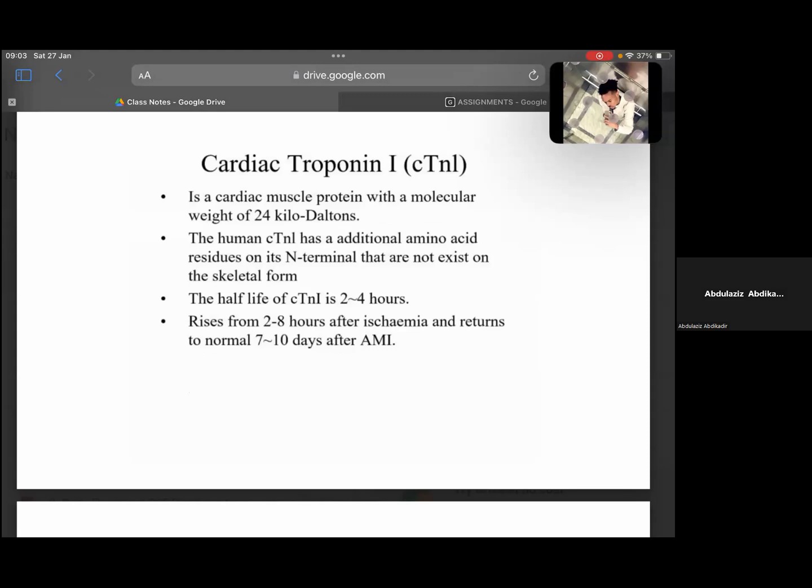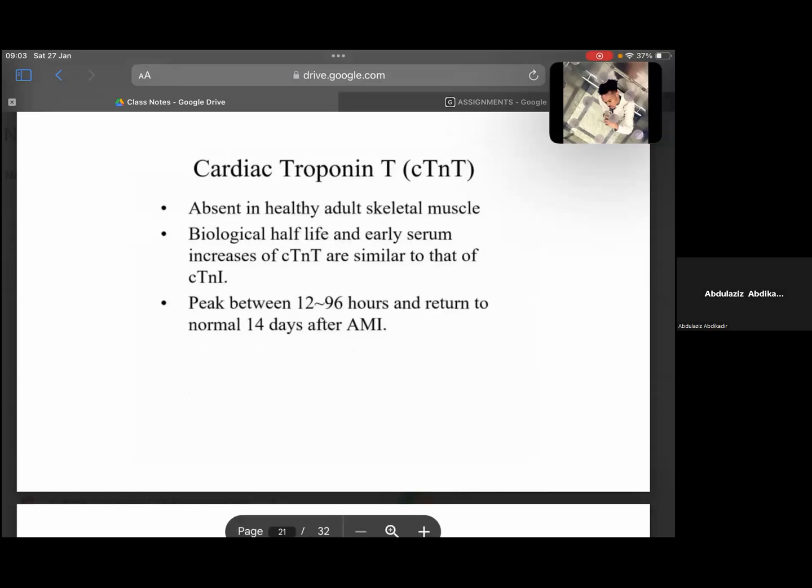This is how they're going to bring it. No one is going to write for you cardiac troponin I in an exam. They'll just put for you cTnI, cTnT. The troponin T is also there.